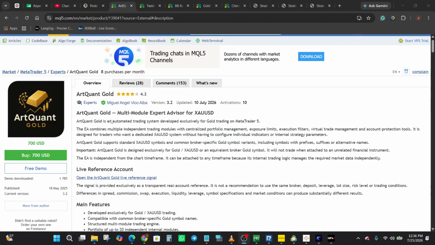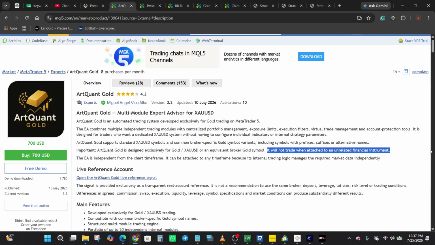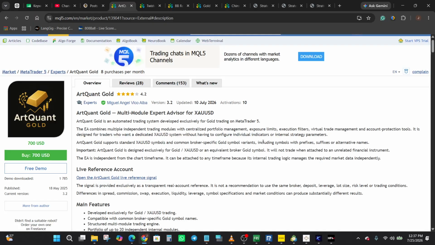So now let's just confirm the basics of this ArtQuant Gold EA. It is for MT5 only, and it is built exclusively for XAUUSD or your broker's equivalent gold symbol. It won't trade if you attach it to anything else, and you can see that stated clearly here. One thing worth noting straight away is that the developer says it is independent from the chart time frame, so it manages its own market data internally regardless of what chart you drop it on.